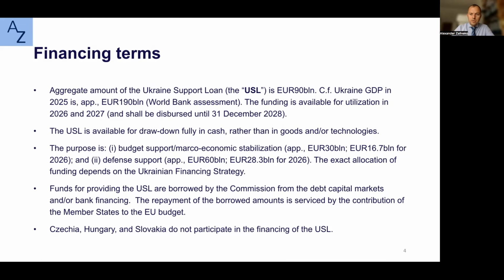The allocation is set in the Ukrainian financing strategy, as I mentioned, and it's already set for this year, 2026, where approximately 17 billion euros is to be allocated towards budget spendings, and the remaining part towards the acquisition of defense items.